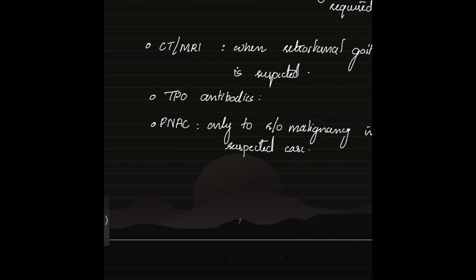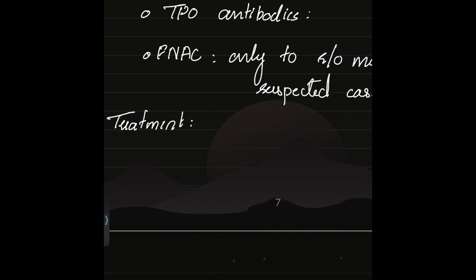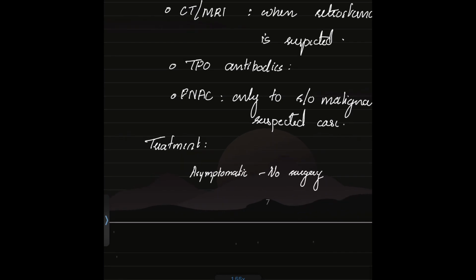Now let us discuss the treatment options. How do we treat a patient with multinodular goiter? If the patient is asymptomatic, then we don't need to operate on the patient, right? Only if the patient is symptomatic, that is, the patient shows some pressure symptoms, or there are signs of underlying malignancy, or there is a cosmetic issue, in that case we can go for surgery.